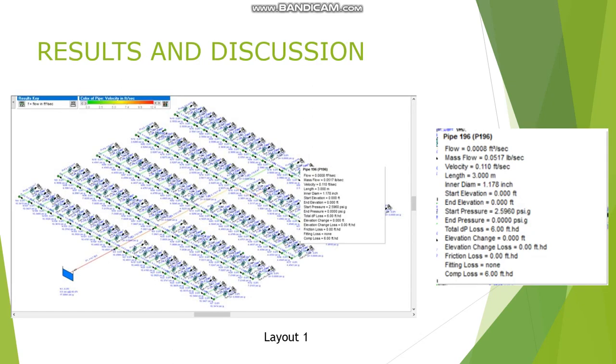This is the first layout. We can see the simulation, which indicates the pipe velocity. The green means low velocity, while the red color means higher velocity.